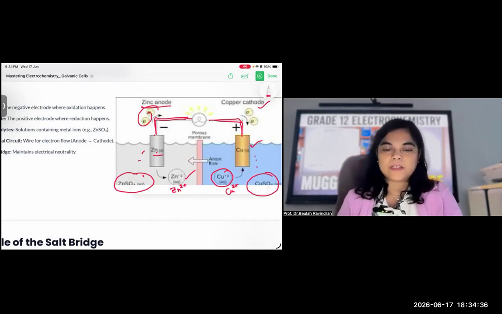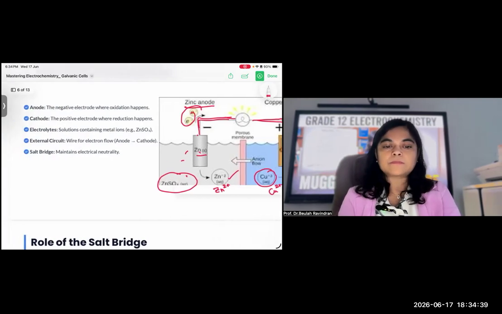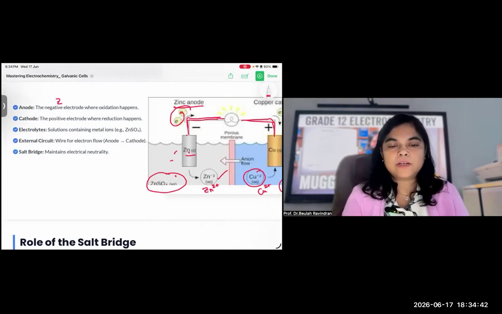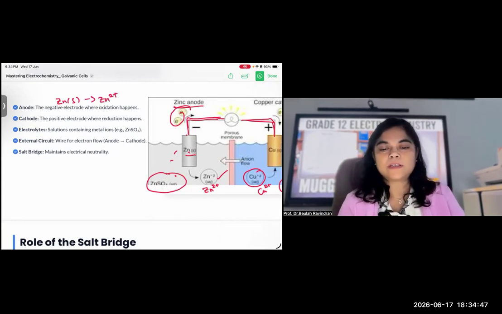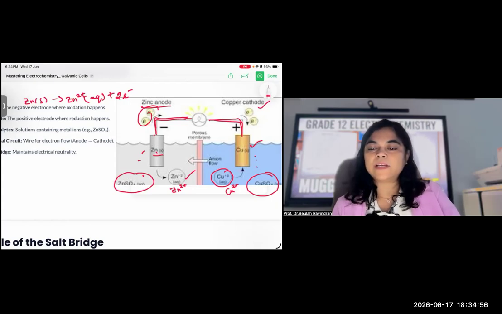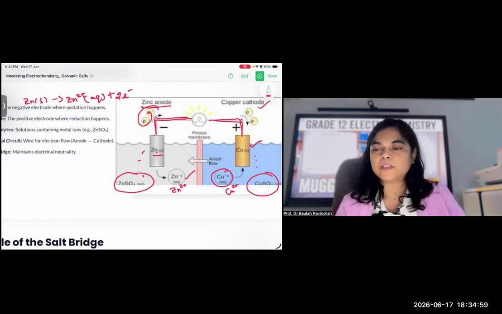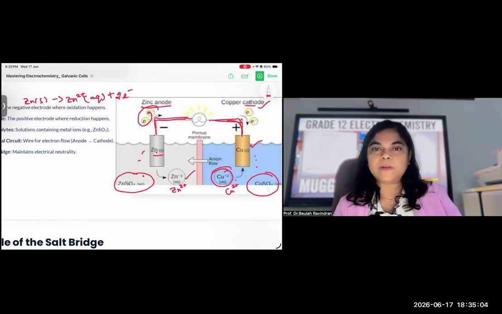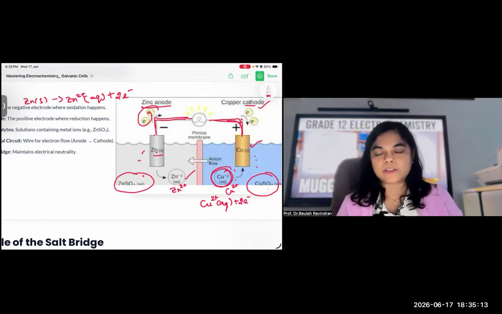So what is happening here? At the anode, solid zinc gives zinc 2 plus ions, aqueous, plus 2 electrons. Then these 2 electrons are transmitted through the wire and attracted towards the cathode. Copper 2 plus ion is already there. This aqueous copper 2 plus now accepts electrons. Here reduction takes place, addition of electrons, and it gives solid copper.